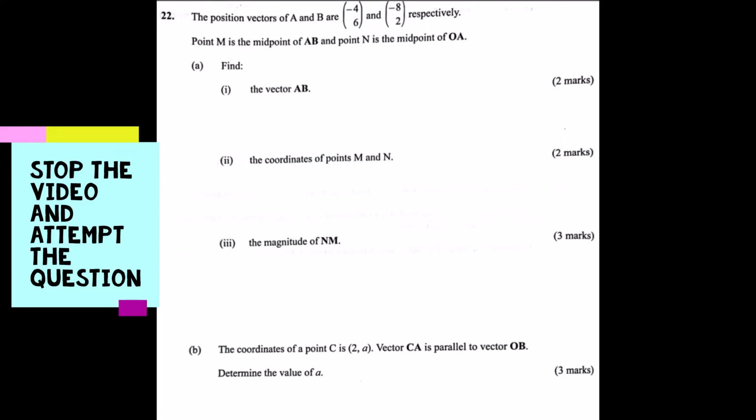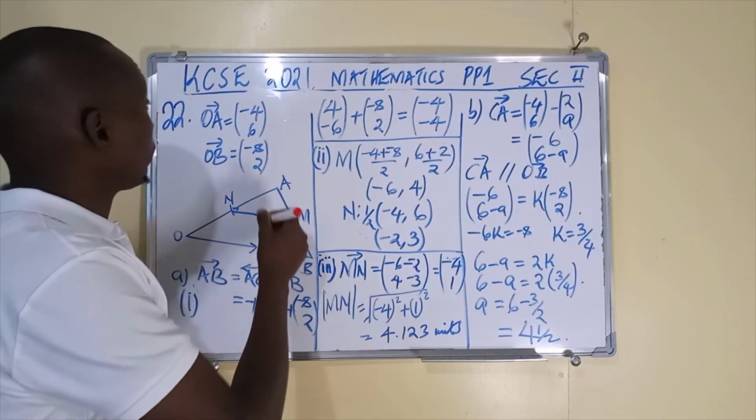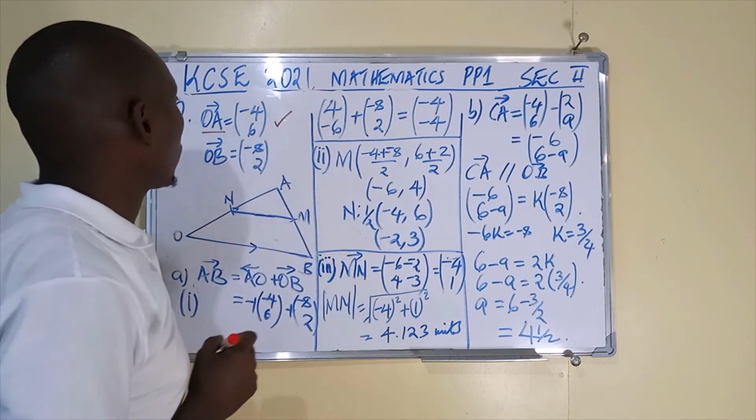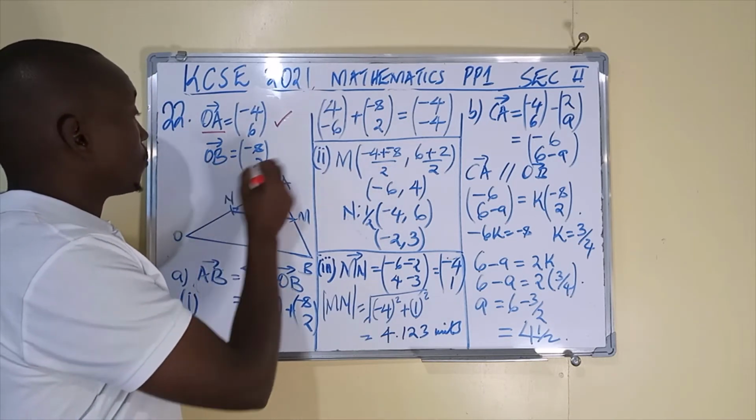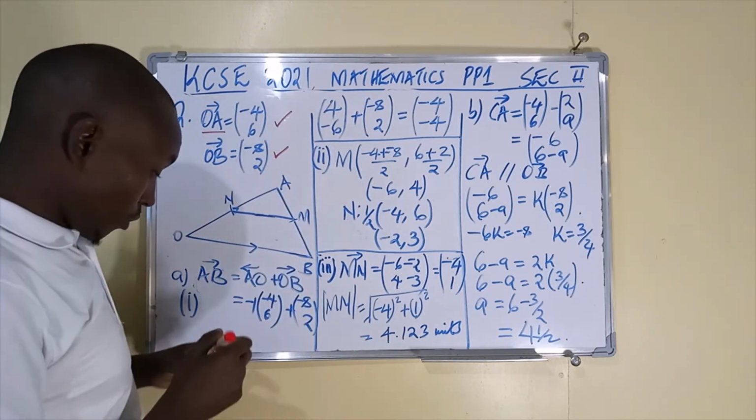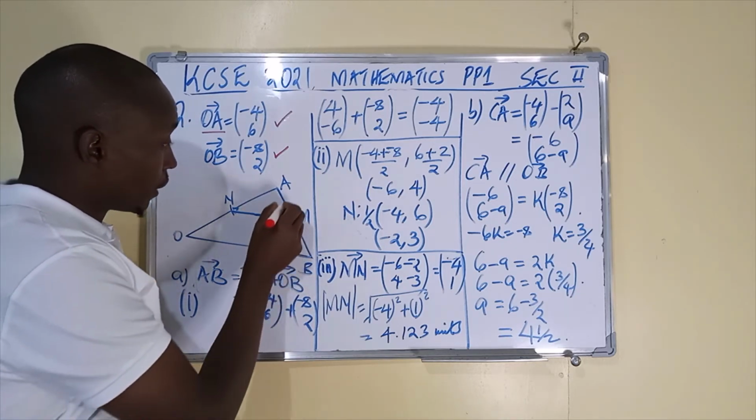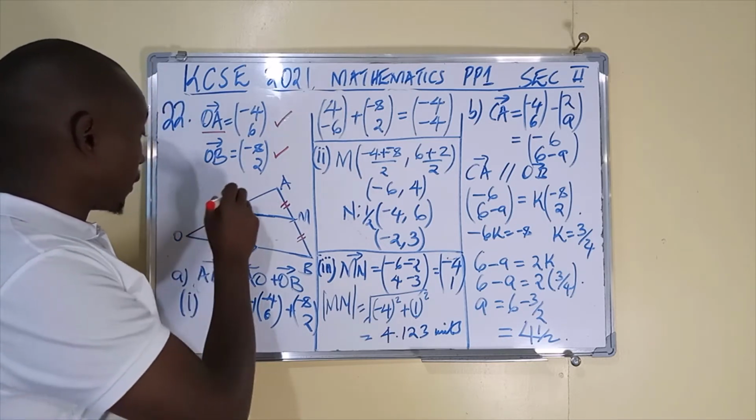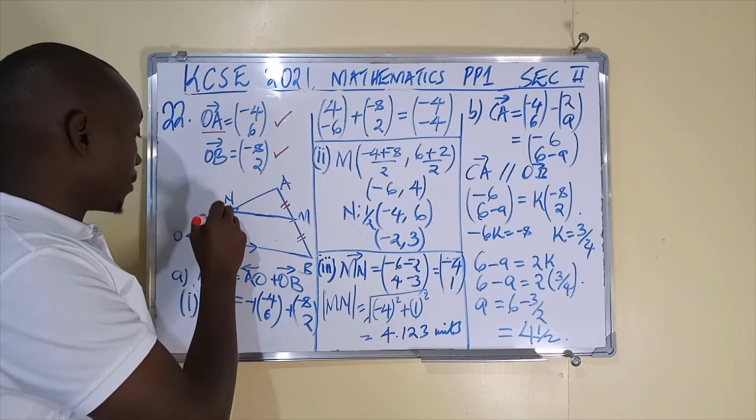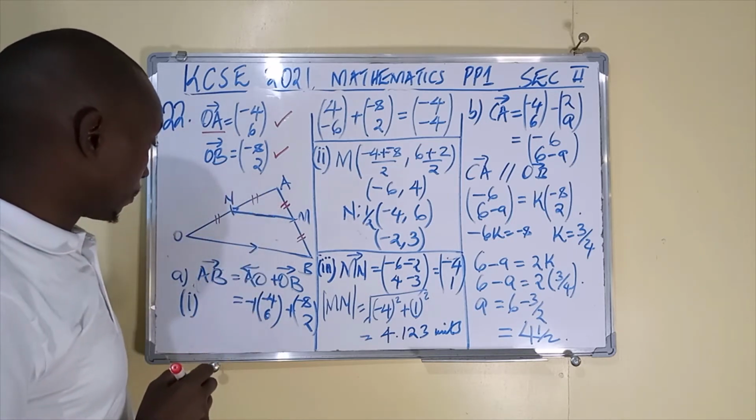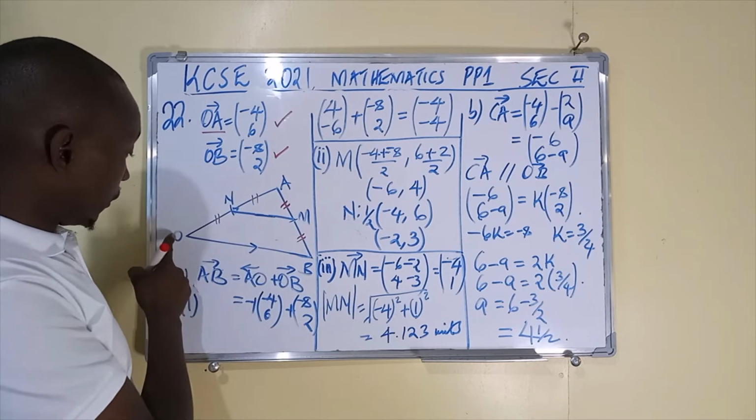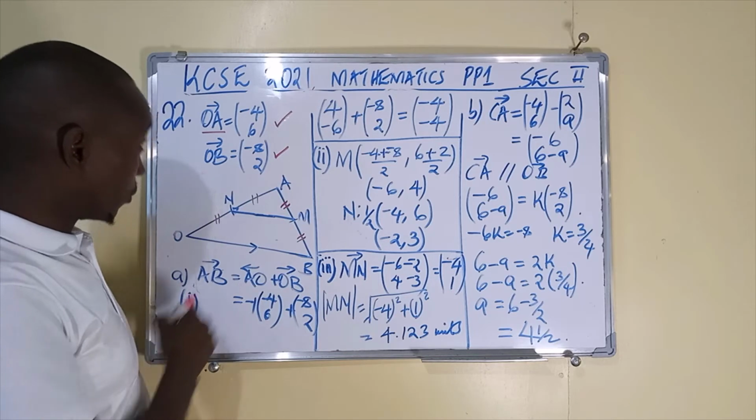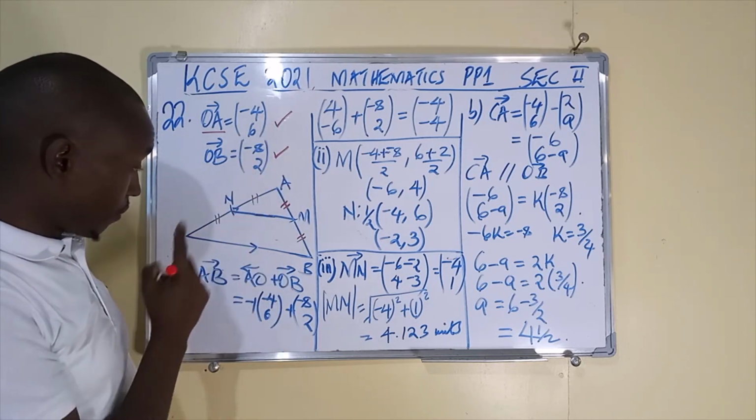So you're given the vector CA and OB are also part. Given the position vector OA, it's given to be negative 4, 6. You're given the position vector OB, it's given there. You're also given that there's a point M that is the midpoint of the vector AB. You're also given a point N here that is the midpoint of the vector OA. Well, the illustration is as it is. The vector OB, you can see it. The vector OA, you can see it in that direction. The coordinates are given there, or the position vectors.